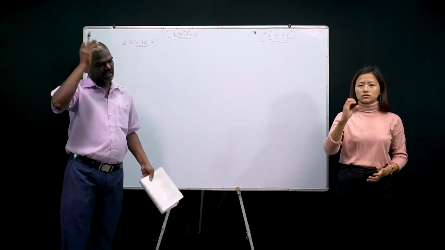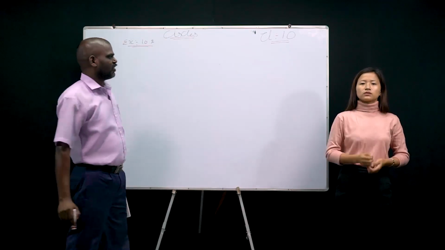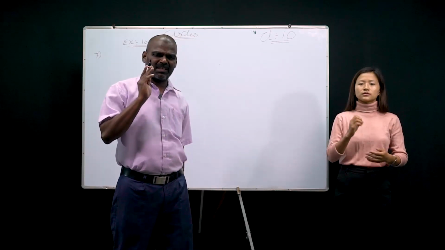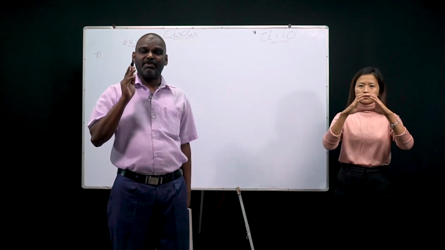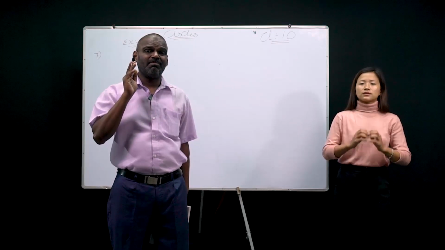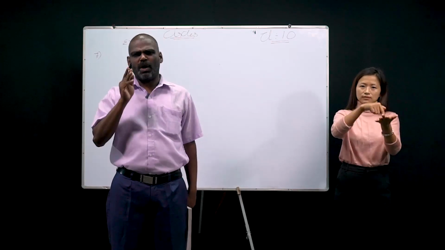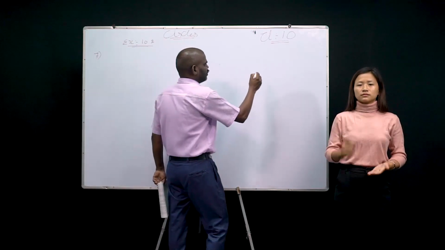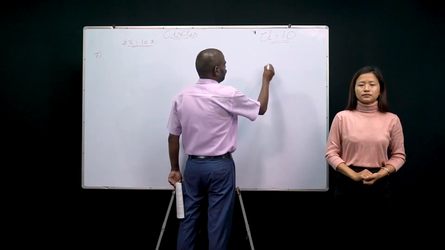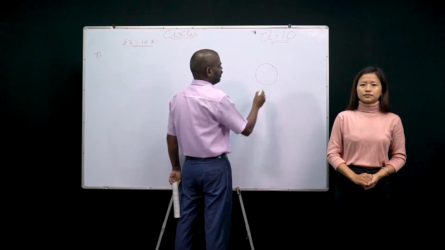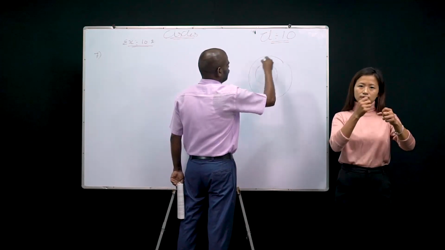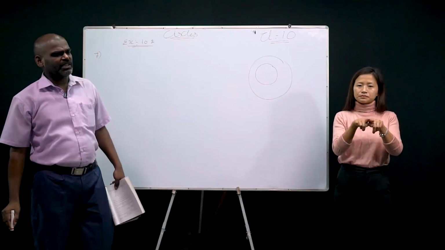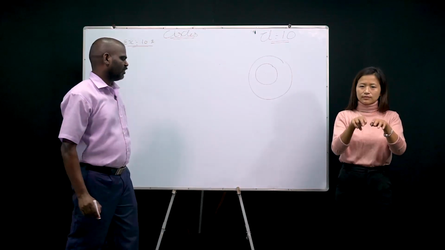Concentric circles, I have already taught you, right? What is a concentric circle? Two circles are concentric circles if they have the same center. Means one center, many circles. I already explained to you with numerous examples. Circle 1, another circle, Circle 2. Both the circles have the same center. Understood?